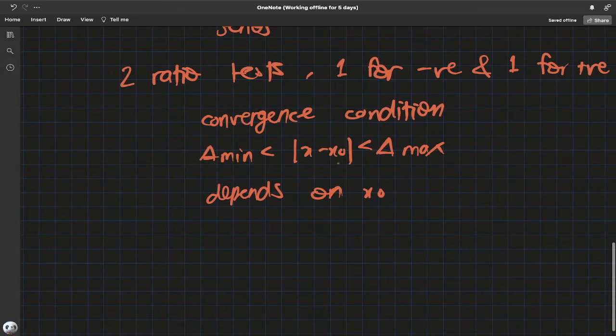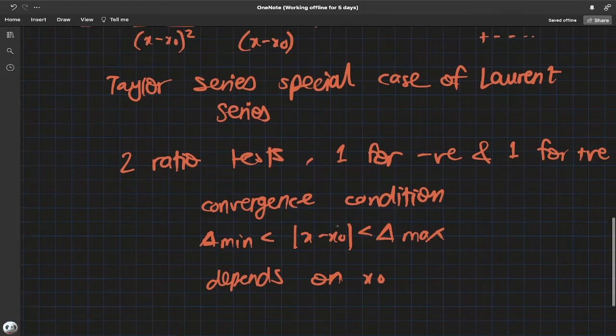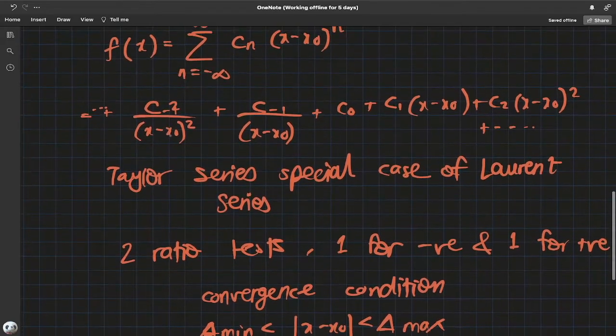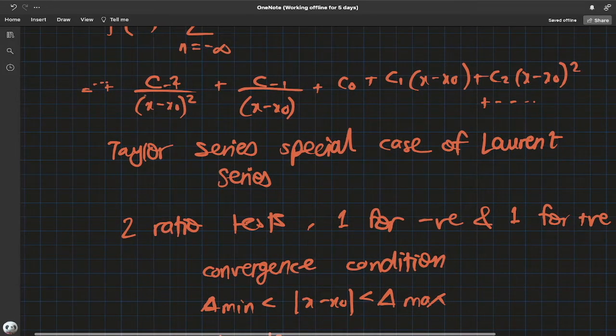The intuition for this that I would like to give you briefly is that if x minus x naught is too small, then the higher negative powers, the powers which are higher in magnitude on the negative scale, are going to blow up as we approach negative infinity, right? Something that's small in the denominator blows up eventually if you keep raising it to higher and higher powers in the denominator.